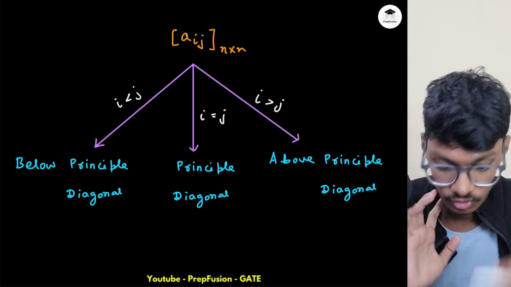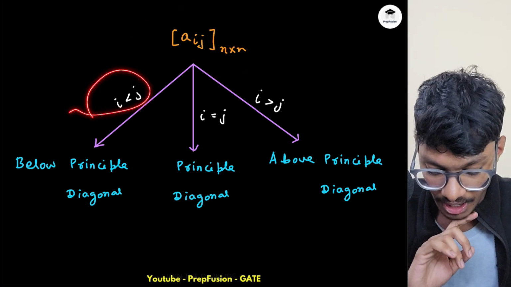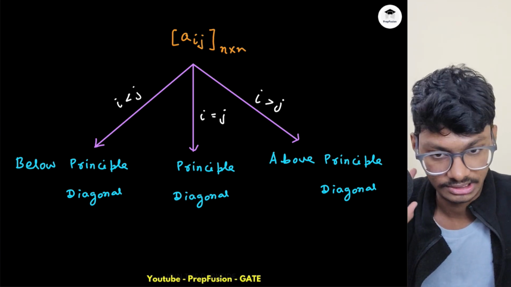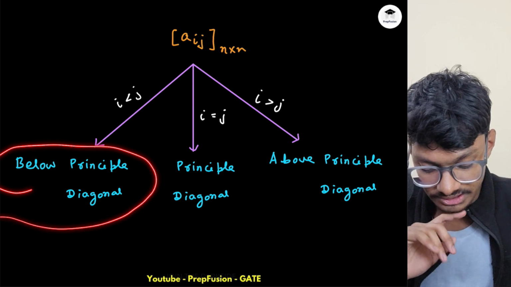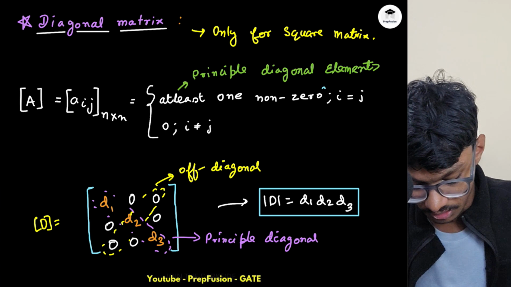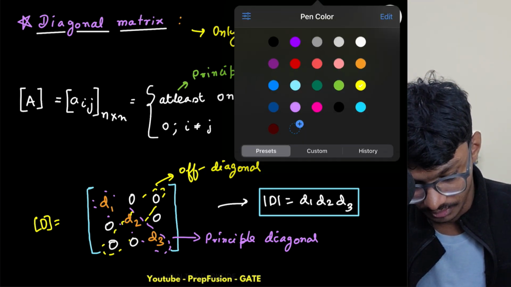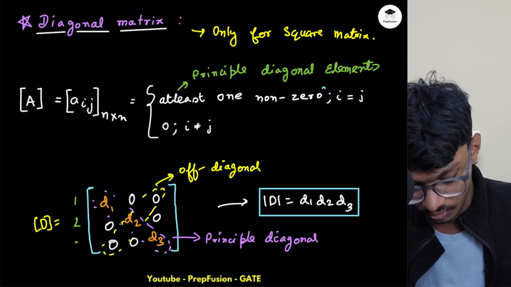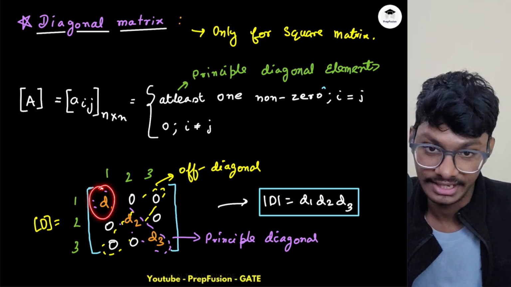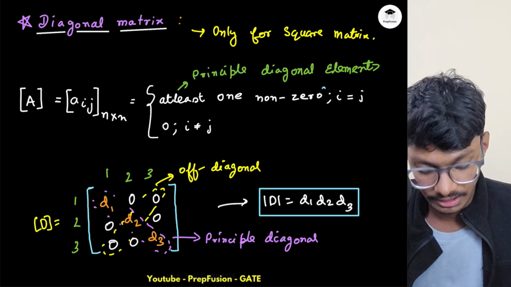Now, what are the elements called? If I have a matrix element Aij in a square matrix, and i is less than j, so I am at the ith row which is lesser than the jth column. Let me number the rows and columns 1, 2, 3. This is A11, and what is this? This is A21.